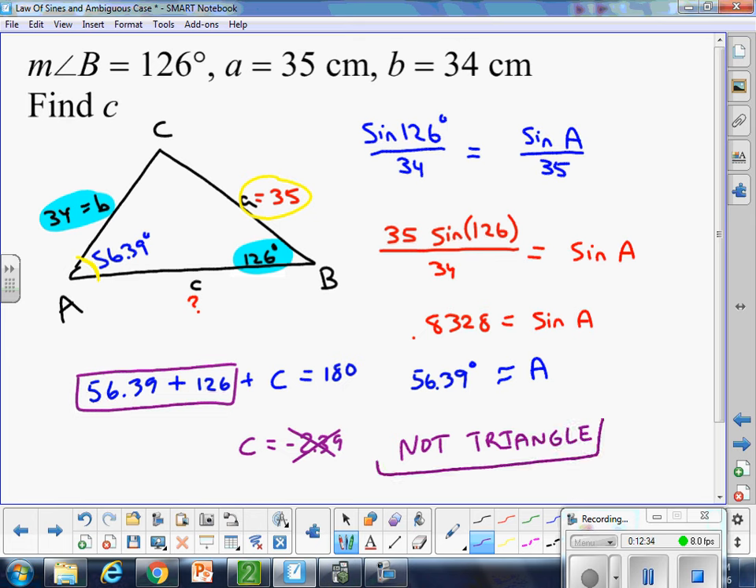It is also possible in these to get two triangles that would work. Okay, and there's a certain case where that would happen, and I'll mention that as that comes up. Sometimes you get one solution. Sometimes you get none, like we just did. Sometimes you get two. Okay, so let's take a look at another example here.